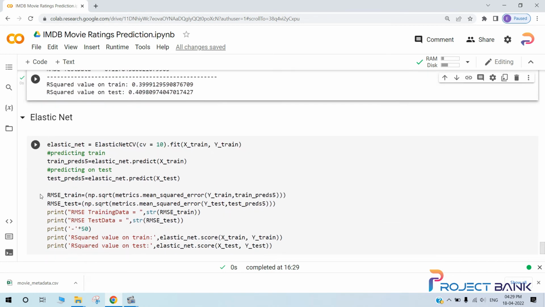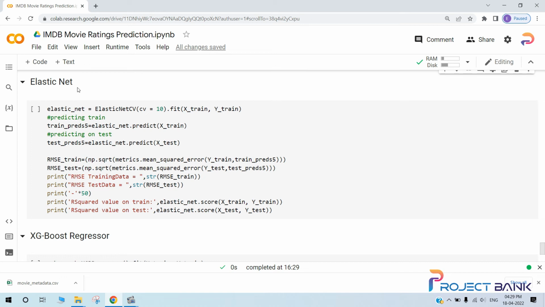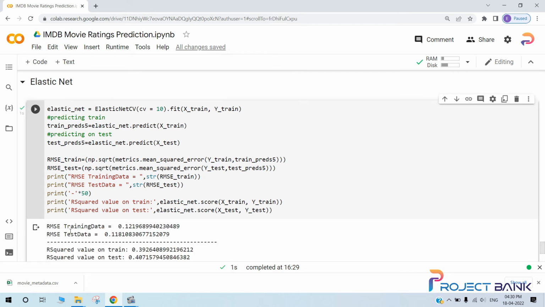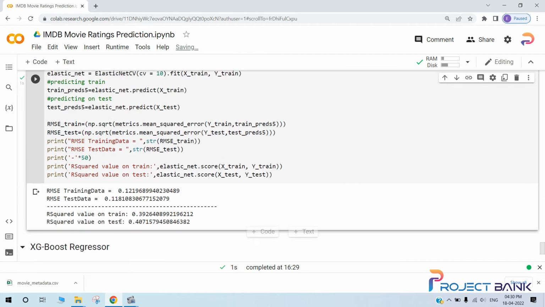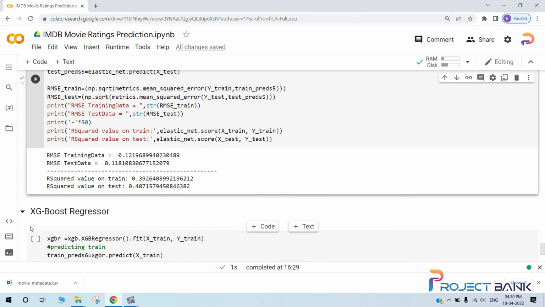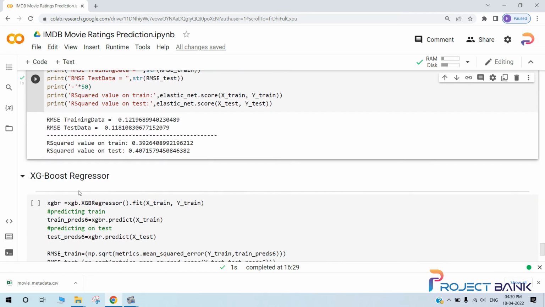Similarly for elastic net also. This is also one of the machine learning models. Here the RMSE on training data is 12, the RMSE on test data is 11, the R square value on train is 39 and the R square value on test is 40. Till now, among all the machine learning models we have used, the random forest regressor is on top. We'll try another machine learning model, that is XGBoost regressor.